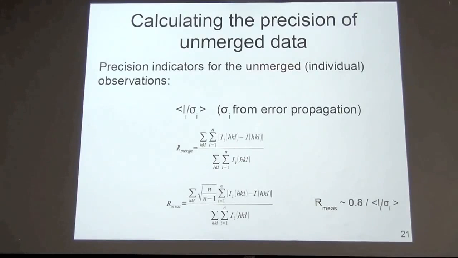Anyway, since these are all looking at precision of unmerged data, there must be some relation between these. Yeah, the relation between R merge and R meas is, of course, this factor here. But there's also a relation between the mean I over sigma and R meas, and the relation is given. It's simply a factor of 0.8 under some assumptions. Yeah. Whether you put I over sigma average or I average divided by sigma average, it doesn't matter. It's always the same idea here. Yeah? So this can be easily extended to other definitions, like the one that SBGrid's program uses.